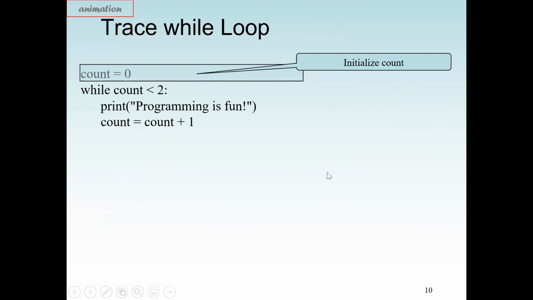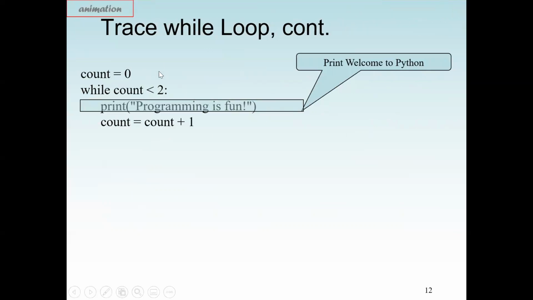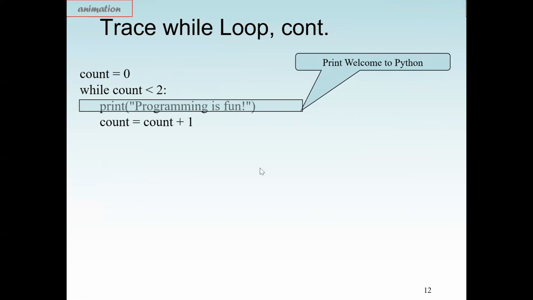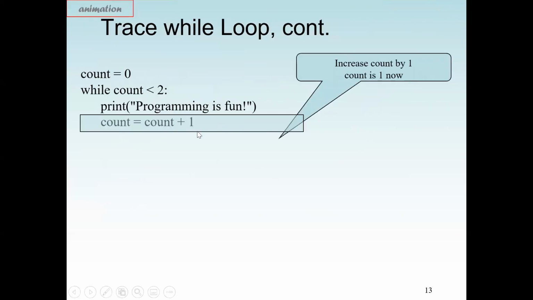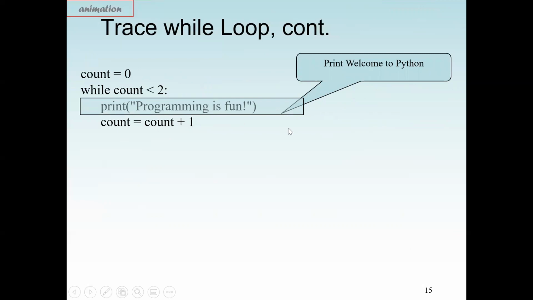So we initialize our count variable to 0. Then we check the condition. 0 less than 2 is true, okay? Then we're going to print program is fun. Then we increment our count. This time the count will be 0 plus 1. So our new count now is 1. So we are going to check the condition is 1 less than 2. Yes. Then we print program is fun again. We increment the counter to 2.